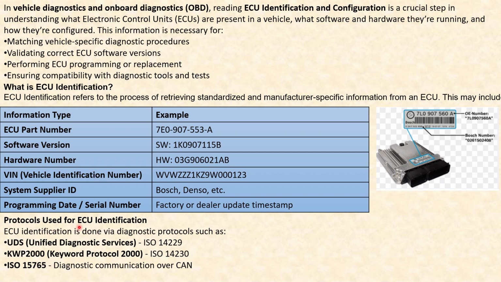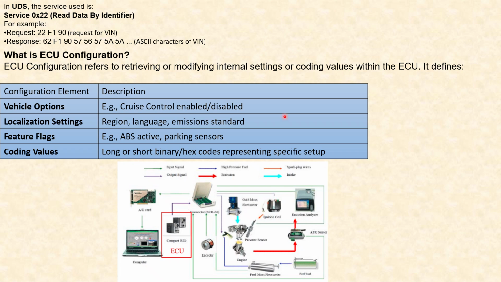And what are the protocols used for ECU identification? ECU identification is done via diagnostic protocols such as UDS, KWP 2000, ISO 15765. In UDS, the service used is service 0x22, read data by identifier. For example, the request 22 F190 is a request for VIN. This is the response. When you send 22 F190, which is the request, you will get the response as the vehicle identification number.